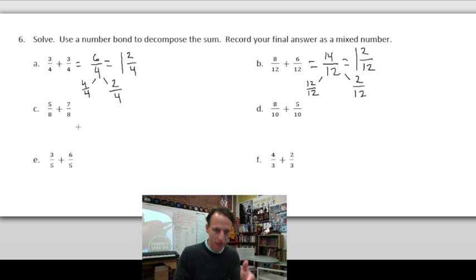I'm going to kind of jog down a little bit here for my equal sign so that I have room, because it's sort of bleeding over here. 5/8 and 7/8. Well, what are 5 and 7? You know that one? Oh, yeah, you do. That's right, 12.